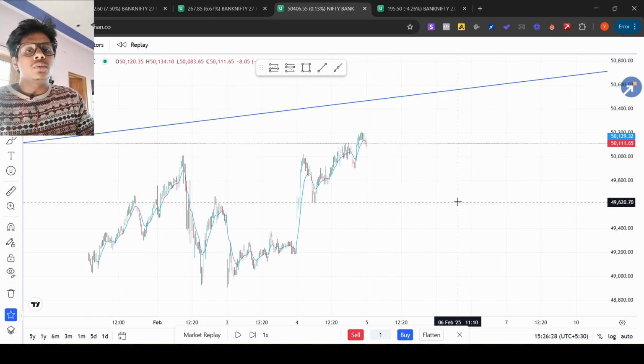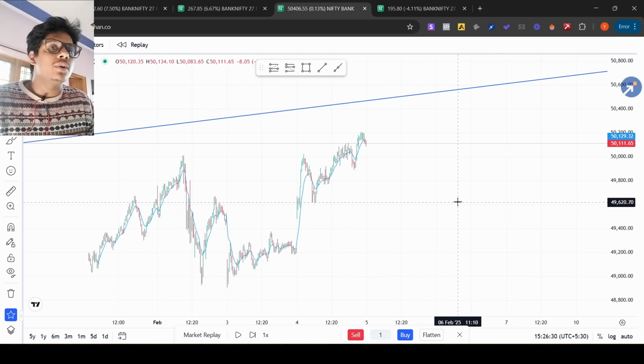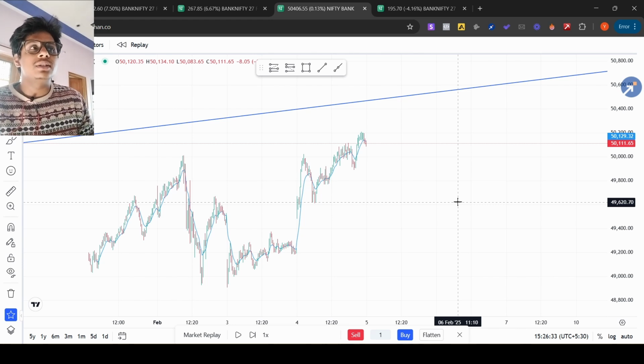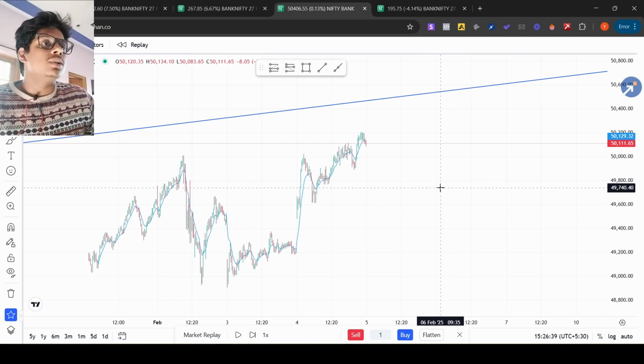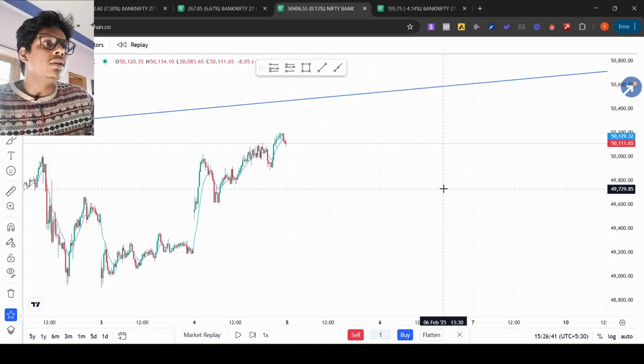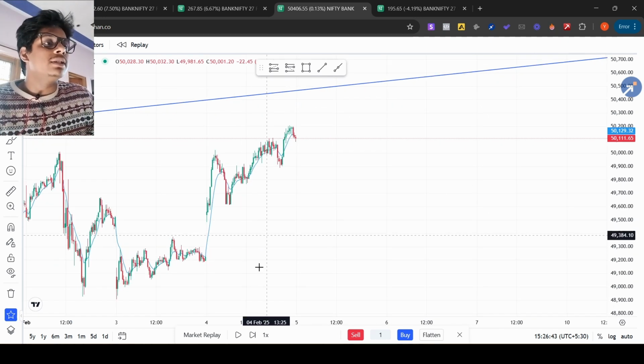So the strategy that I'm going to use is the 9 EMA breakout, and if you don't know what my strategy is, you can check out the I button right over here on the top right corner of the screen. I have explained my strategy in detail in that video. Okay, so let's dive into the chart.